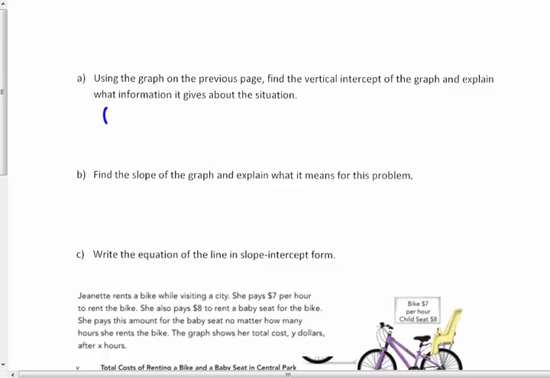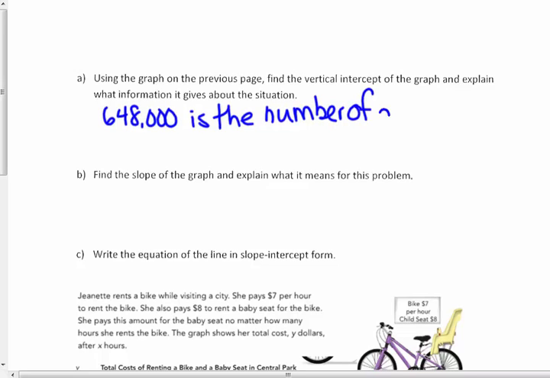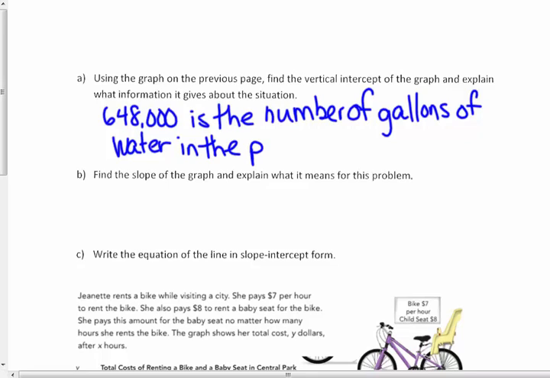This 648,000 is the number of gallons of water in the pool when it is full. So that's b equals that 648,000 gallons. That should say gallons. This is the number of gallons of water in the pool when it is full.